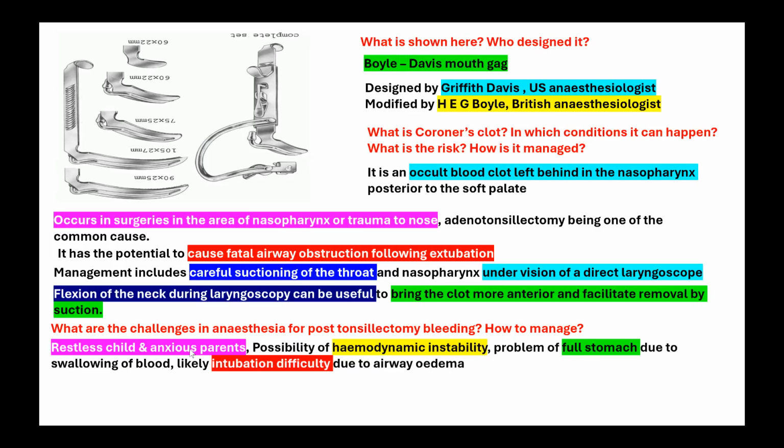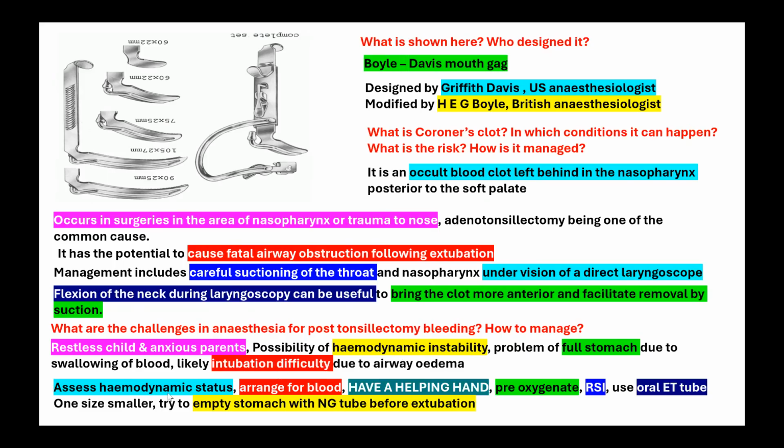So: restless child, anxious parents, possibility of hemodynamic instability, and the problem of full stomach because the child would have swallowed some of the blood that is oozing out. So it is to be treated as a full stomach case, and it may have intubation difficulty because the oral cavity will be full of blood and there may be edema, and that may cause poor vision when you put the laryngoscope. So these are all the pictures that you will see.